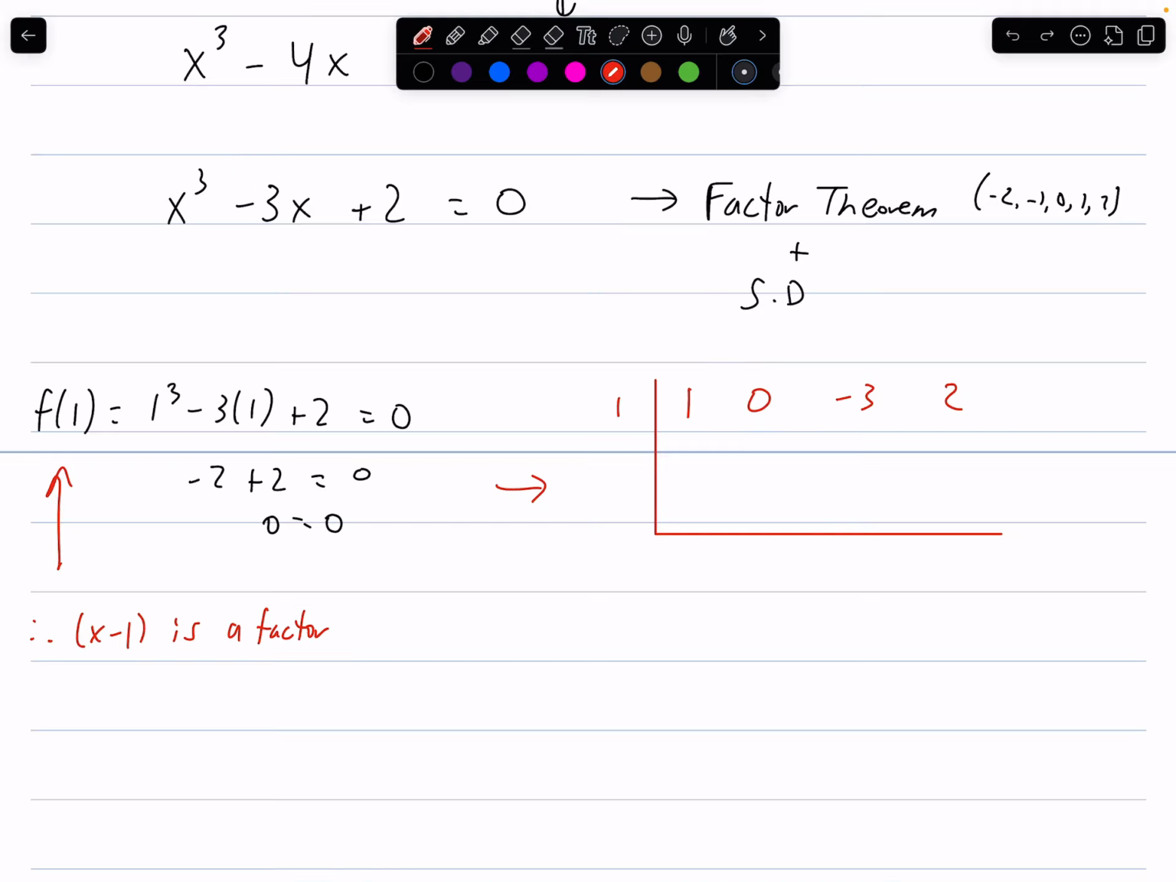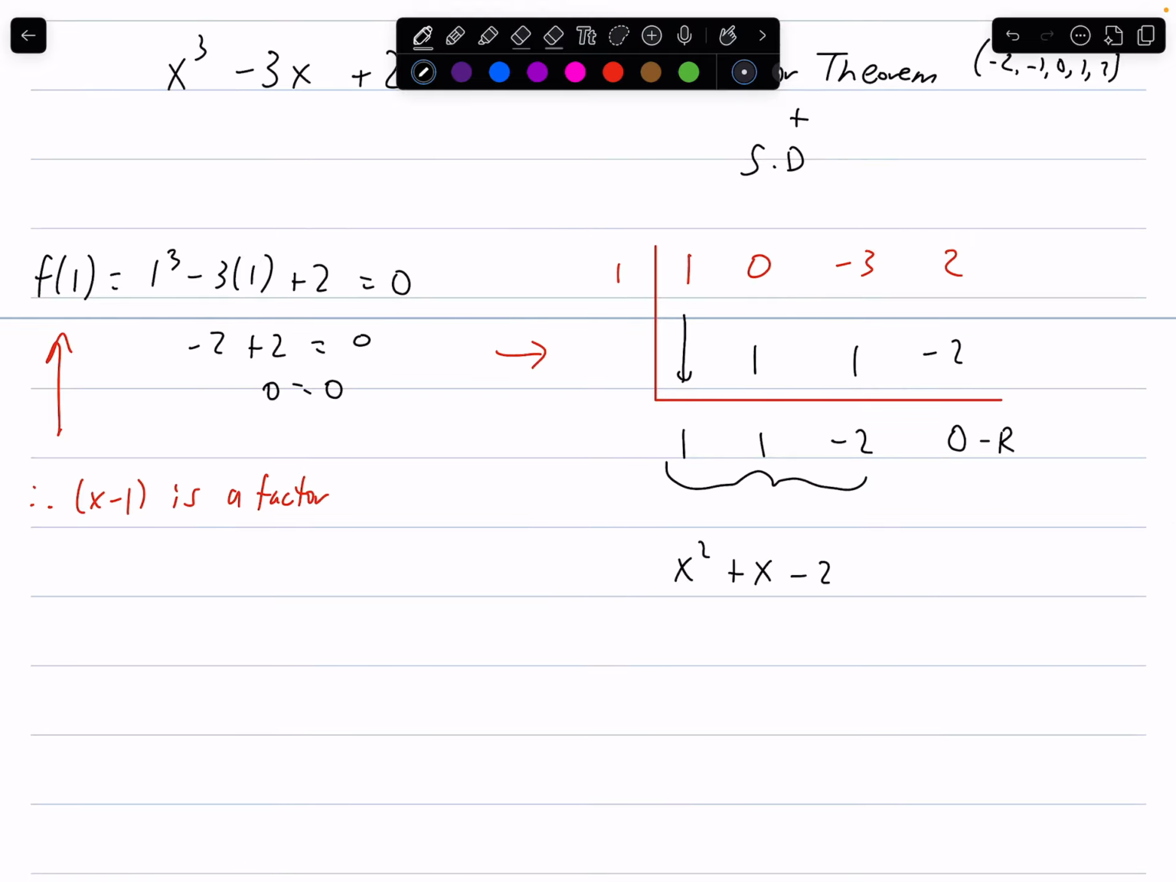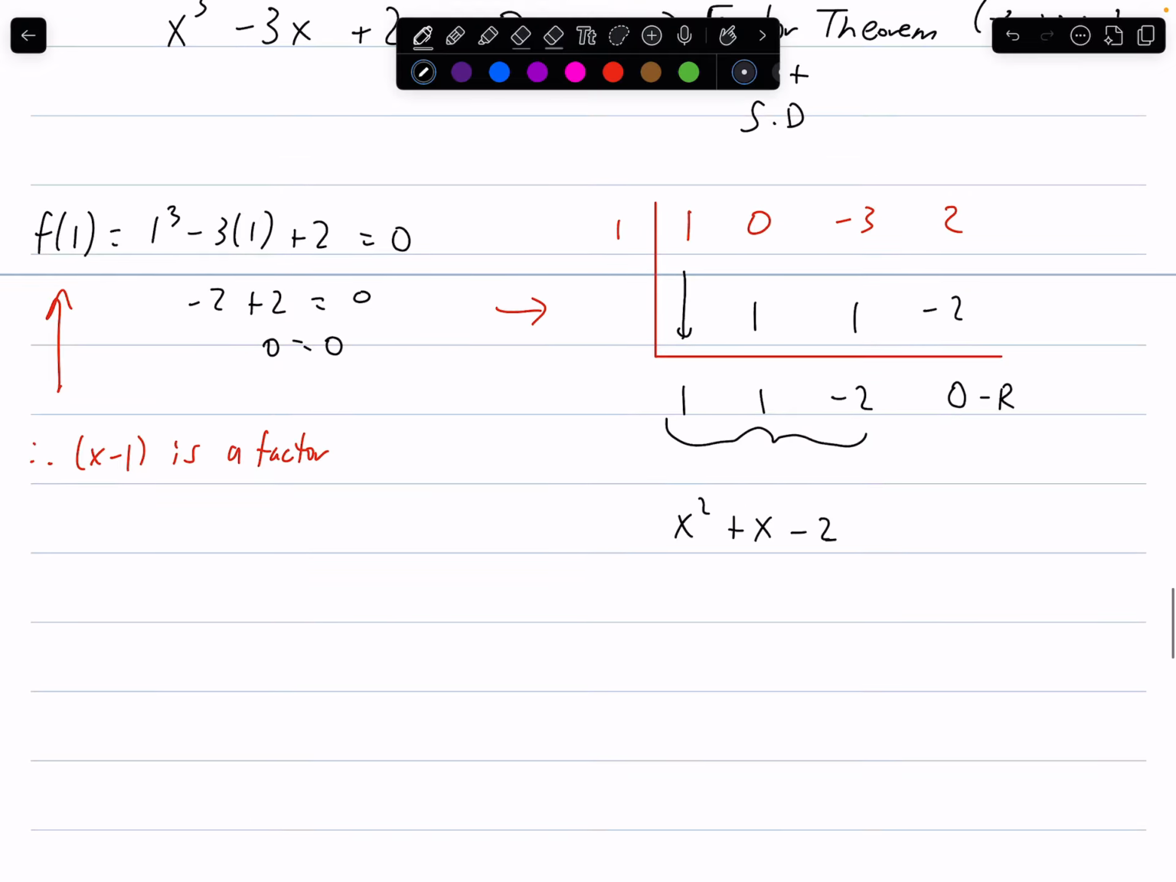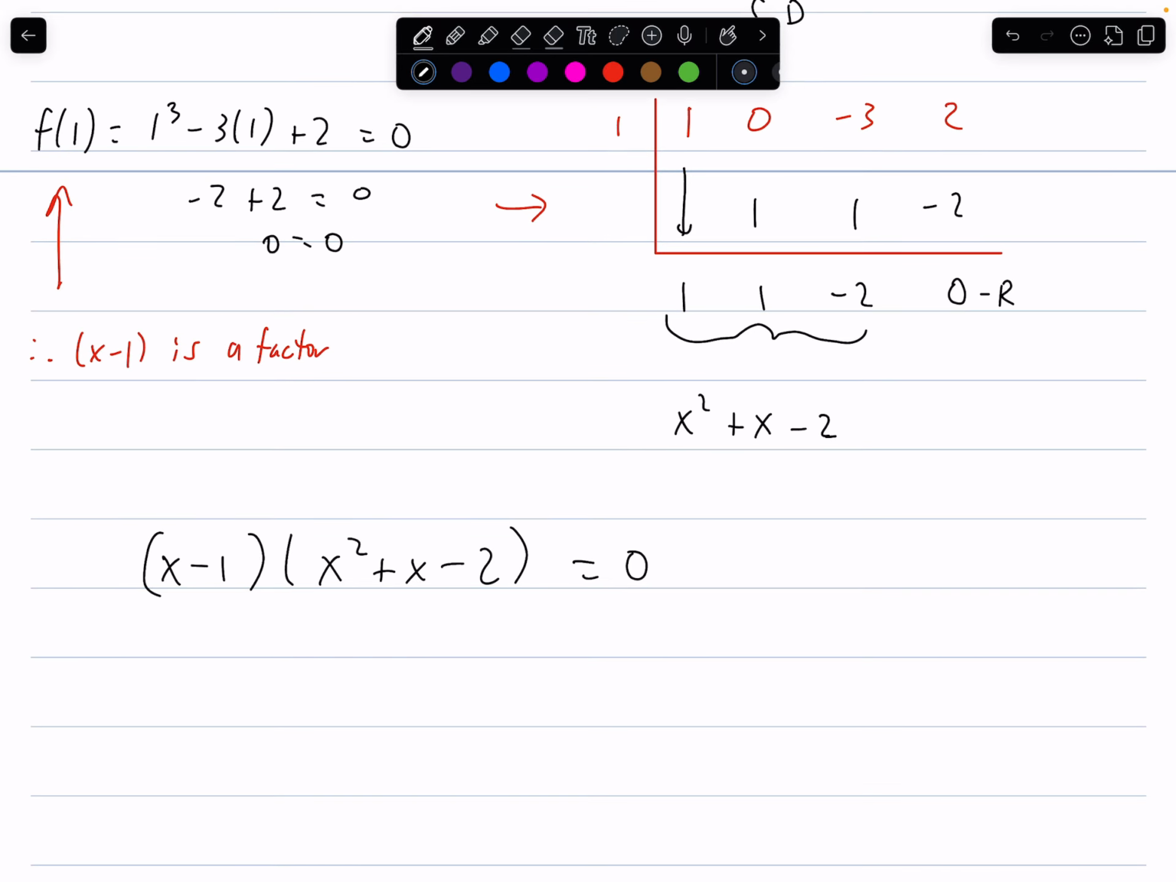Okay, so now we're going to solve the synthetic division. So 1 times 1, and remember we're adding as we go down. 1, -3 plus 1 is -2, -2, 0 remainder. So then this right here is our quadratic, which is x squared plus x minus 2. So now if I take this whole function, I'm going to have x minus 1 times x squared plus x minus 2 equals 0. And then I'm going to see if I can factor even a little deeper.